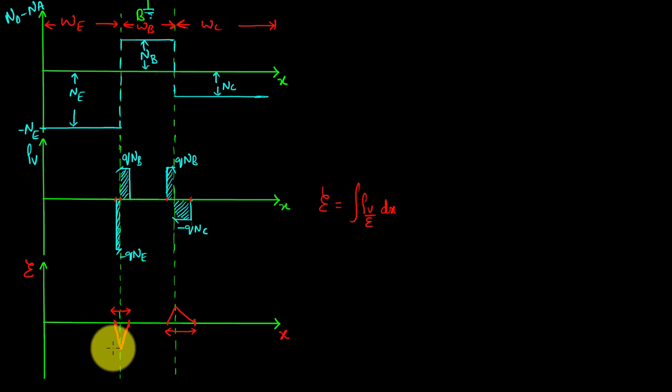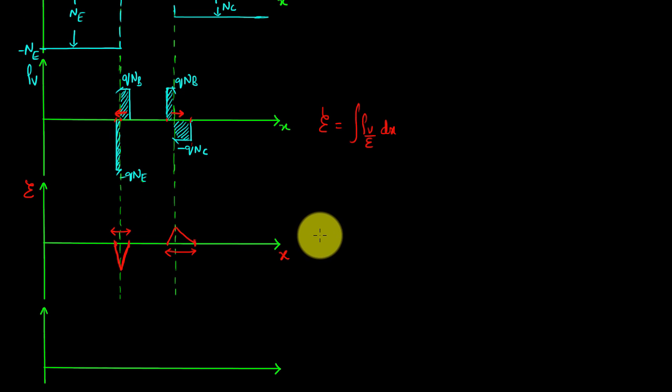Here electric field is negative, indicating that electric field is in the minus x direction. That is very clear because this is positive charge, this is negative charge. Electric field would be from positive charge to negative charge. And here electric field is positive, which means electric field is in the positive x direction, which indicates that from positive charge to negative charge electric field is directed.